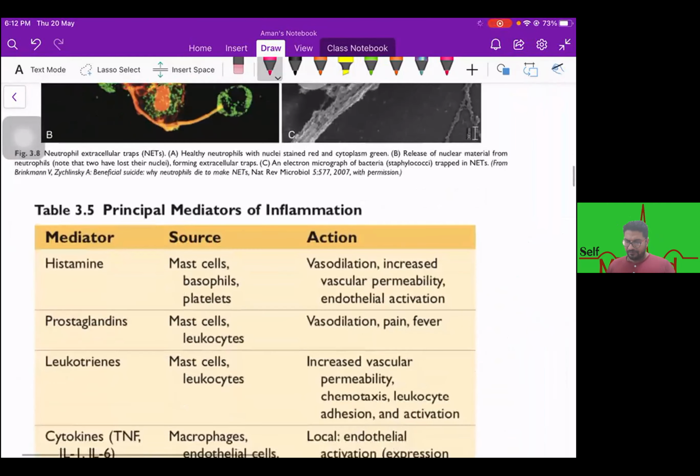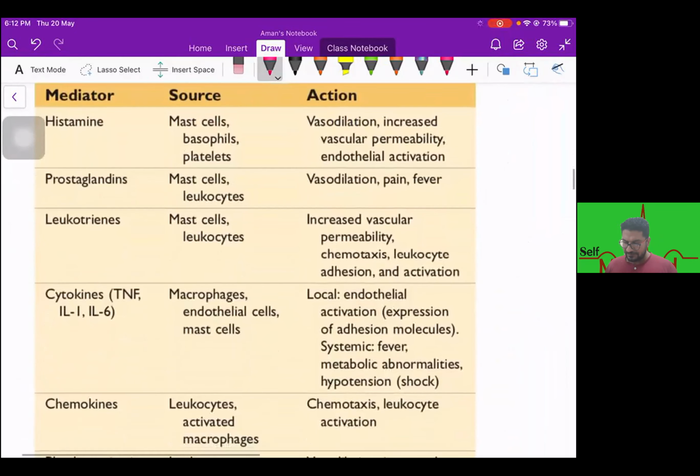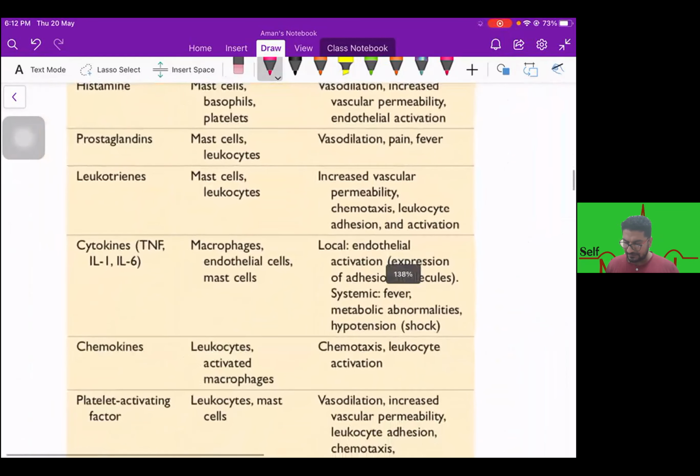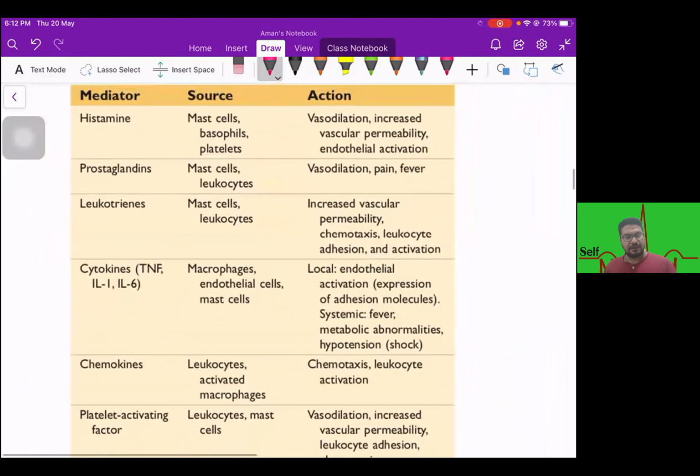Okay, then we have different types of transmitters. Let me highlight the important points. If I say histamine, the main source will be mast cells. Prostaglandin can be from mast cells. Leukotrienes are from mast cells and leukocytes. Then we have different cytokines like TNF, IL-1, IL-6. Nowadays they are important. Why? Because for IL-1 and IL-6, we do this testing for COVID-19 patients as well.